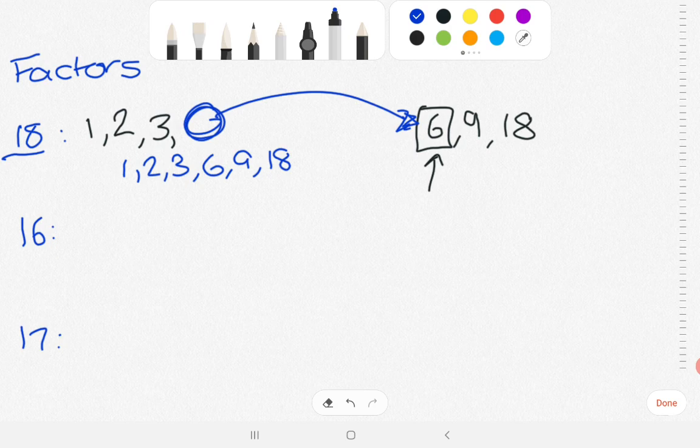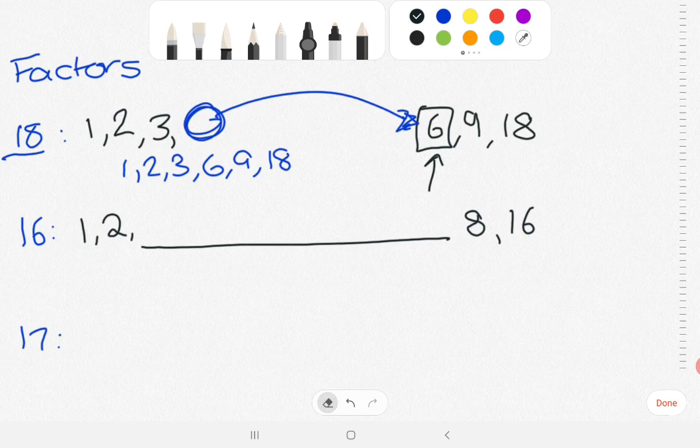So let's do the same thing again with 16. So first thing, easiest factor pair that we've got, 1 times 16. 1 times 16 gives me 16. 1 and 16 are therefore both factors of 16. We know that 16 is an even number, therefore 2 times something will give me 16. 2 times 8 gives me 16. So now I'm only going to have to check the numbers between 2 and 8. So very quickly, I'm looking at quite a small set of numbers.